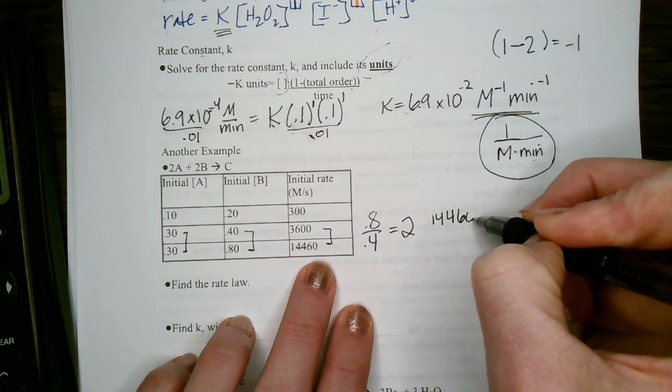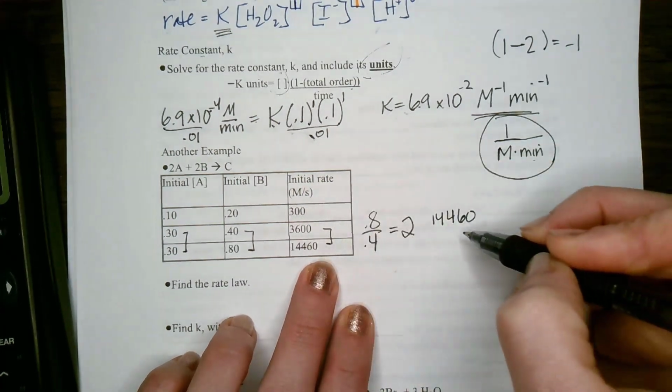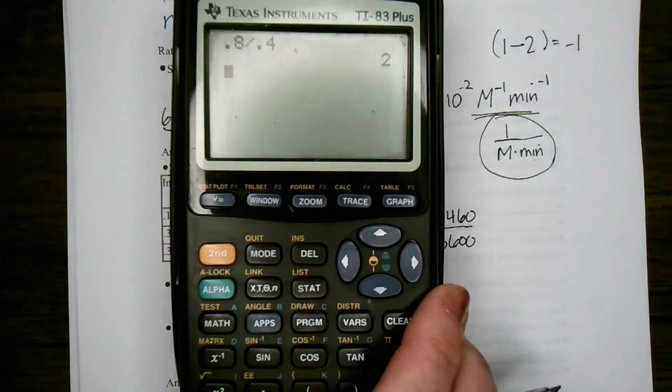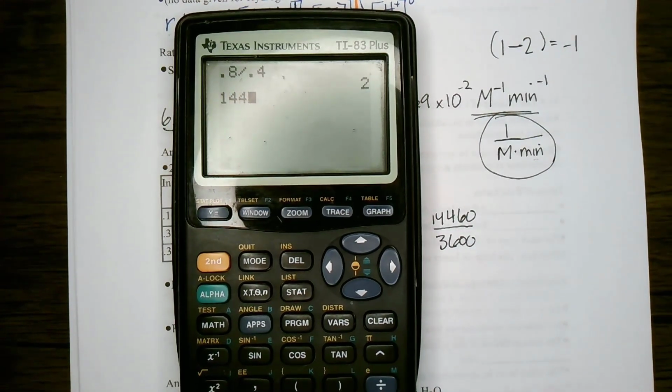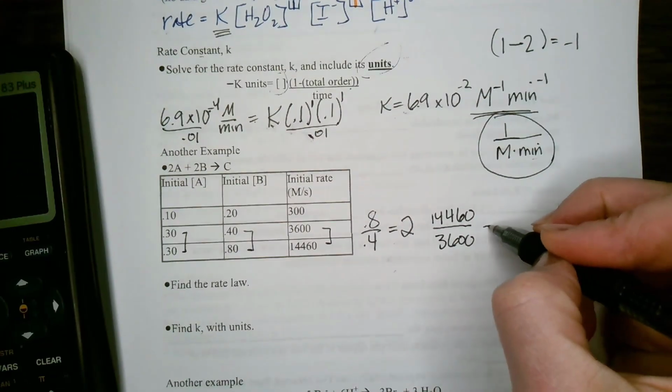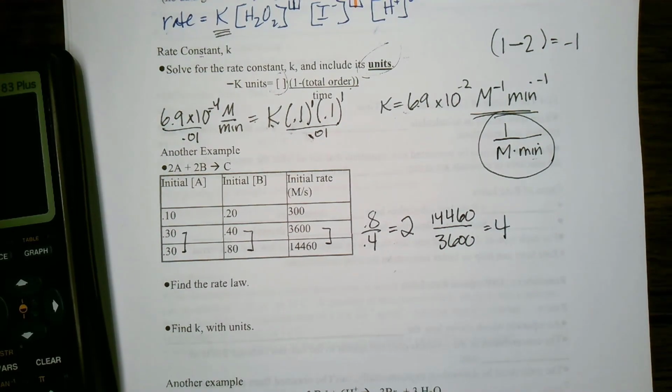So let's see what happened to the rate. So I'm going to do 14,460. This is molarity per second. And divided by 3600. 460 divided by 3600. And that's about 4.